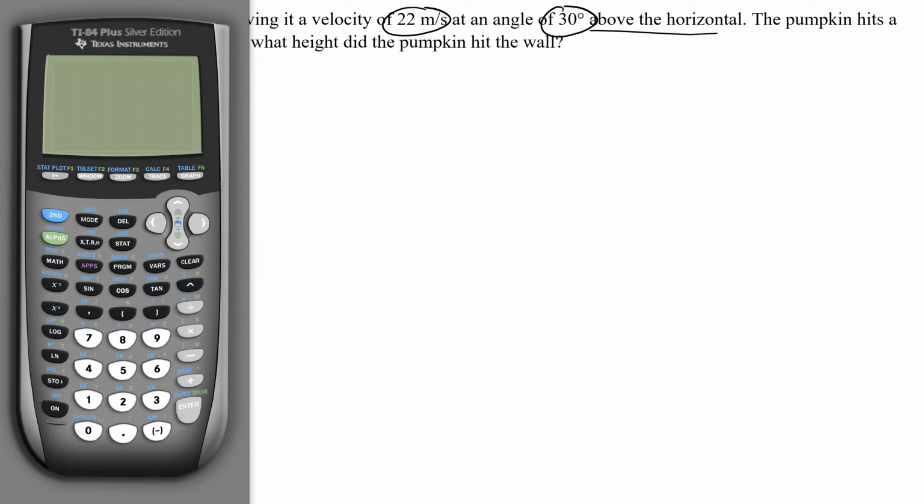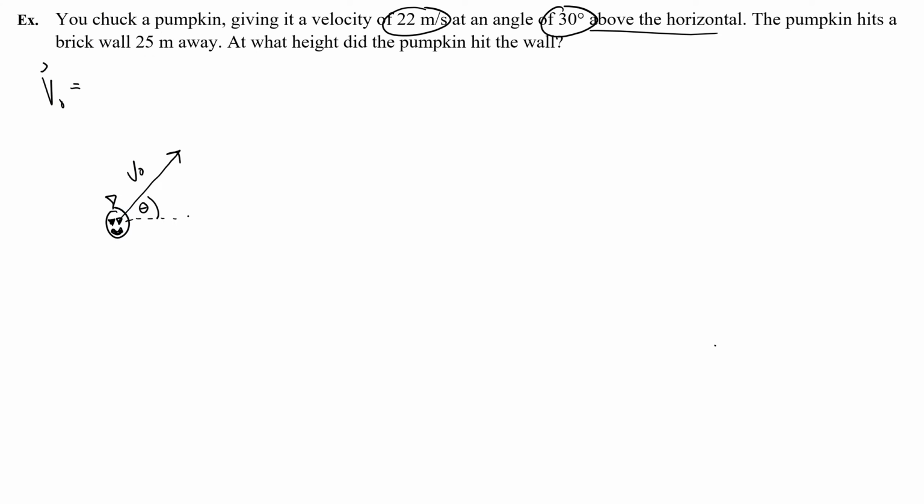So 22 cosine of 30 is my x velocity, and that's going to be constant. Then 22 sine 30, which is 11, is my y velocity, or my upward velocity. So 19.05, we'll call that 19.1, is my x velocity, and 11 is my y. So 19.1 i plus 11j. Those are the x and y components of my initial velocity. Then I'm going to trace this trajectory.